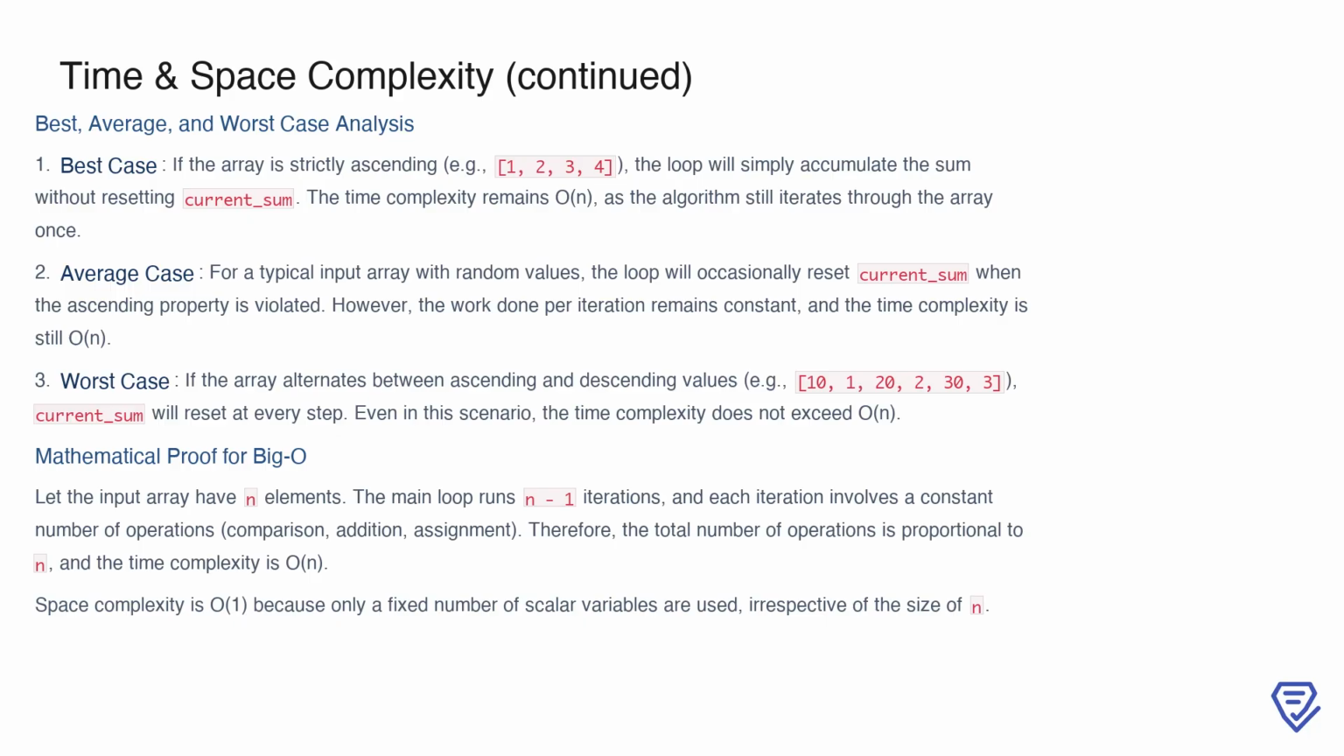To confirm this mathematically, the loop runs n-1 iterations, with each iteration performing a constant number of operations. Therefore, the total time complexity is O(n). As for space complexity, it remains O(1), because the algorithm uses a fixed number of scalar variables, regardless of the size of the input array.